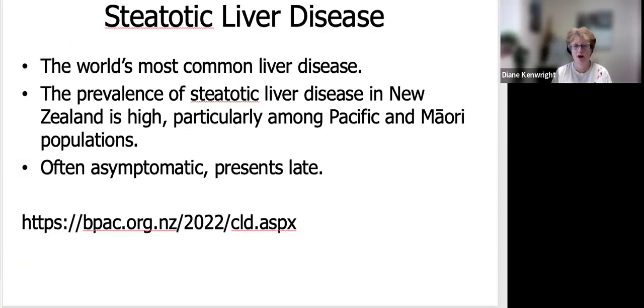So why am I going on about steatotic liver disease? That's because it is the world's most common liver disease. And the prevalence of steatotic liver disease in New Zealand is high, particularly among Maori and Pacific populations, and it often presents late. I believe it has its own BPAC article worth reading.